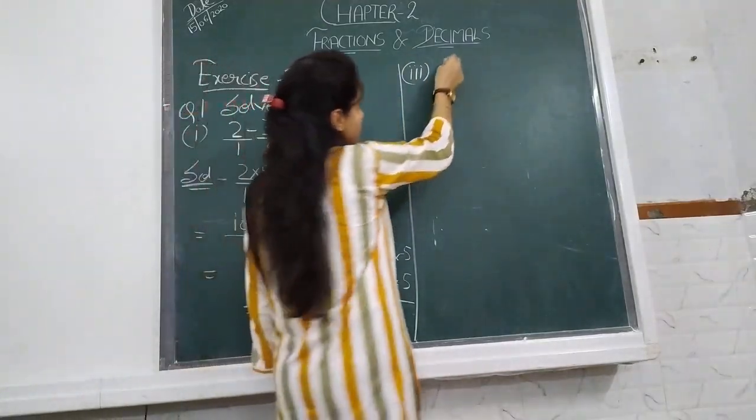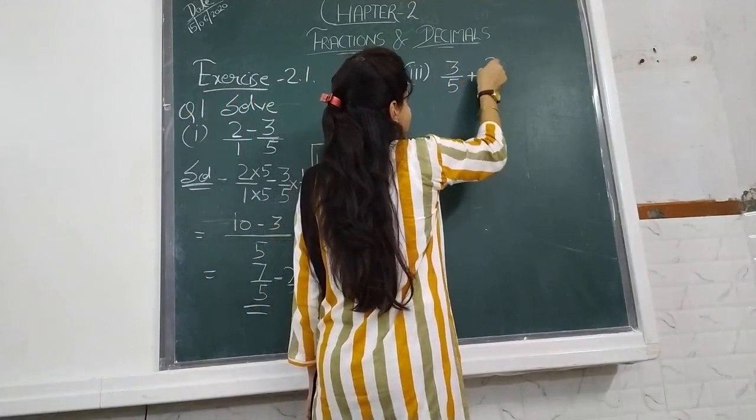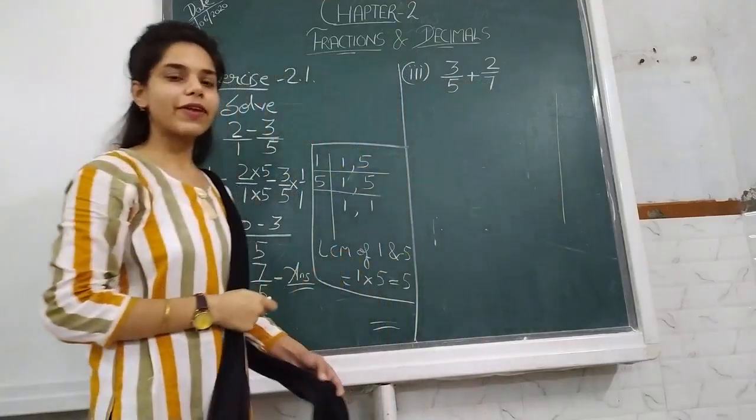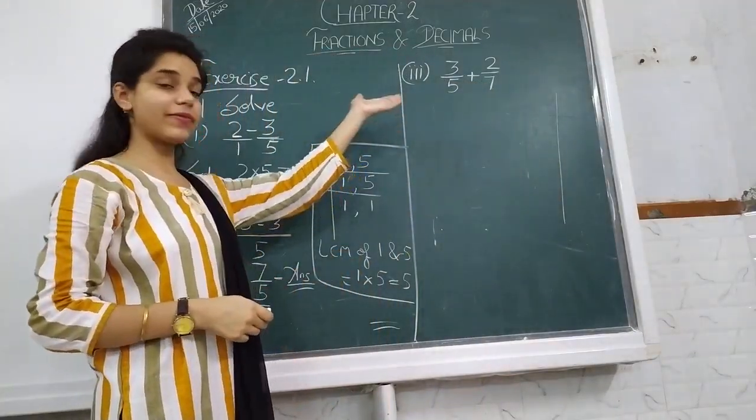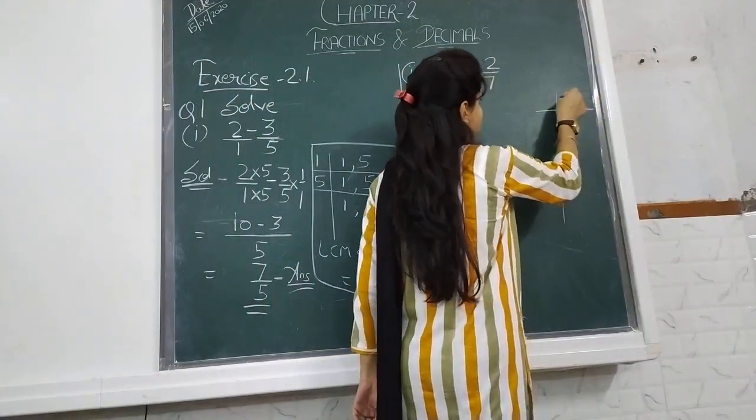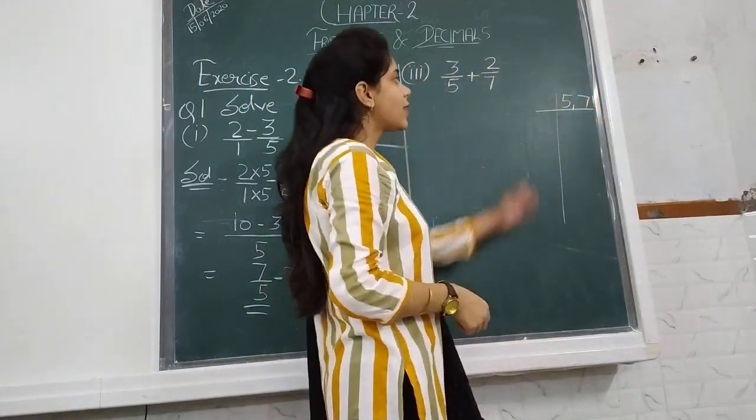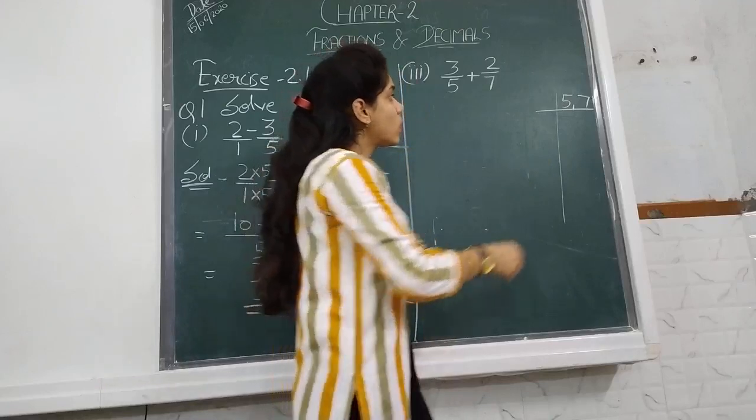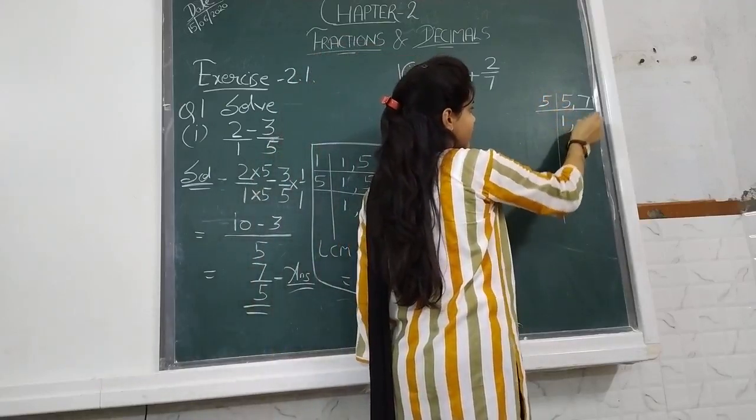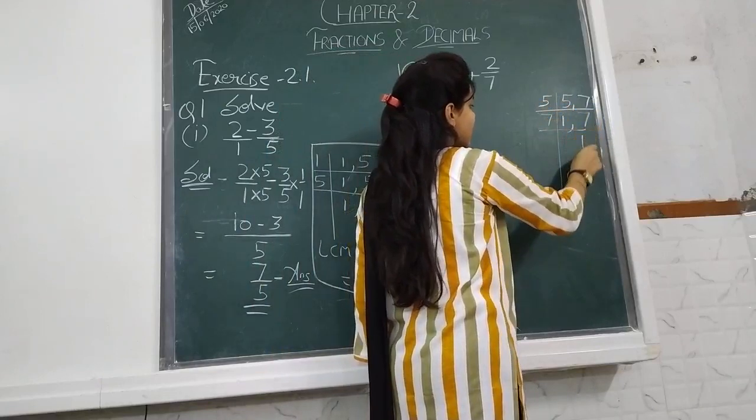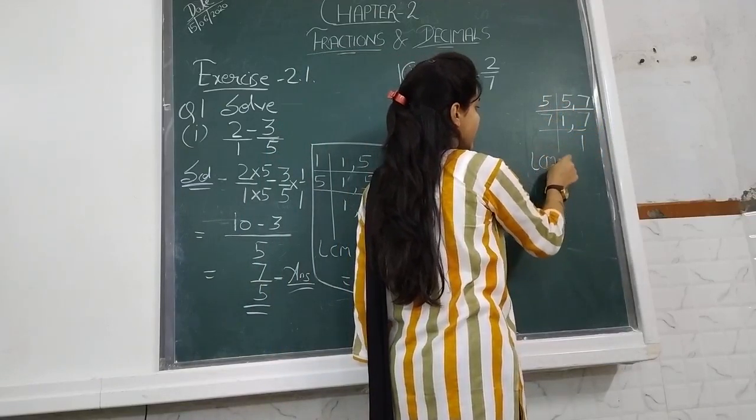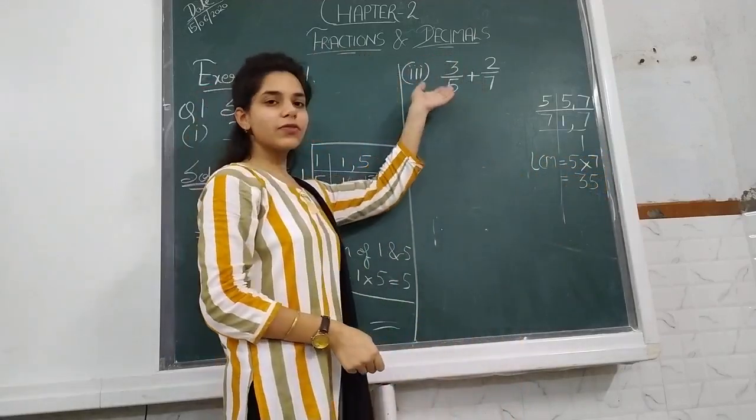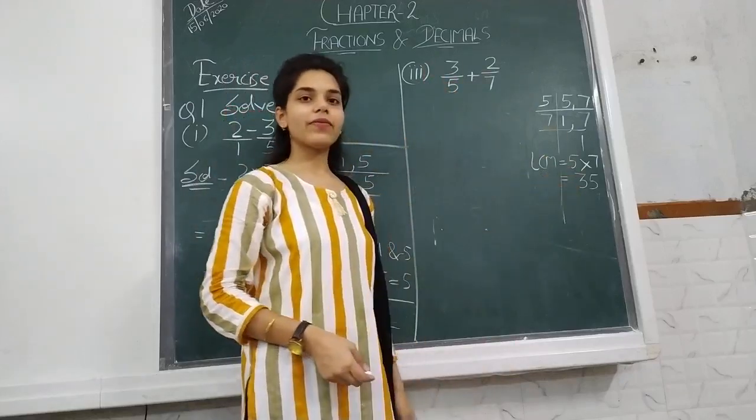3 upon 5 plus 2 upon 7. Okay. Now first of all, to make them into like fractions, we will have to take the LCM of 5 and 7. Okay. So 5 and 7. So start with 2. There is no even number, so we can't divide by 2. So 5 ones are 5 and 7 ones are 7. Okay. So the LCM will be 5 into 7. It will give 35.